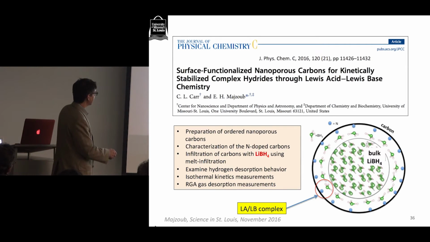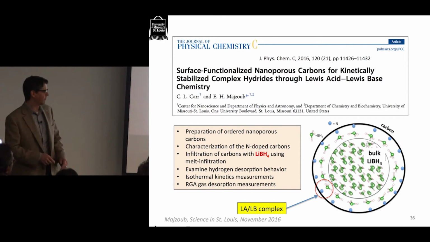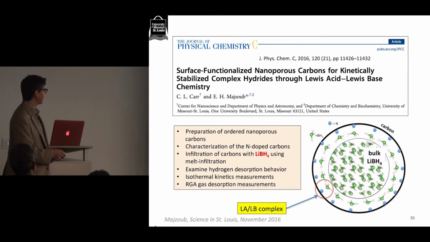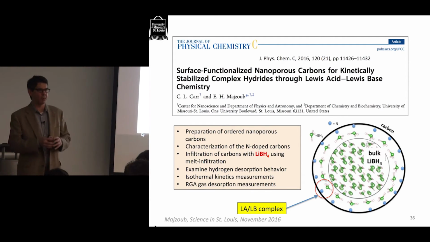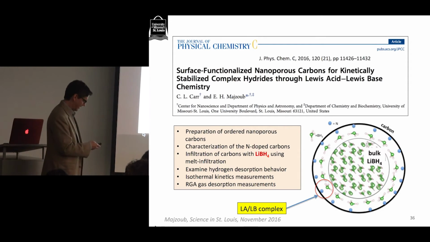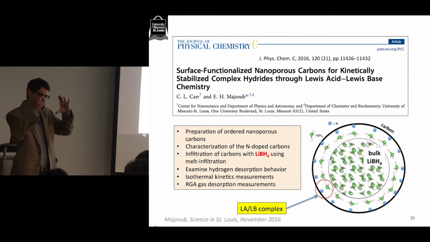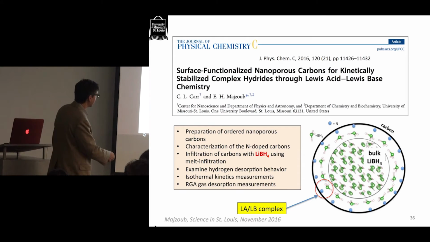This work was done just last year by one of my graduate students just down the road. We purposely made a nitrogen-doped carbon of fairly high nitrogen content, and we incorporated lithium borohydride into it. What we think we have is nitrogen in the pore walls. If you can imagine looking down one of these cylindrical pores, the pore walls are lined with nitrogen heteroatoms, and these nitrogen heteroatoms can act as Lewis acid-base complexes.